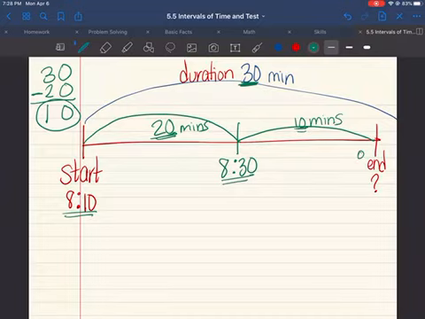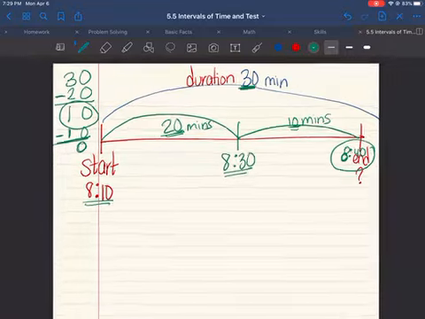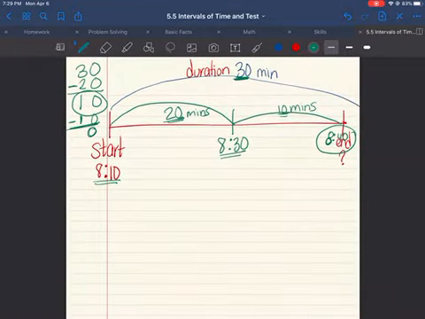If I'm at 8:30 and I jump 10, where would I get to? 8:40. Remember, we needed to jump 10. I just jumped 10 more. So 10 minus 10 is 0. So my end time would be 8:40.